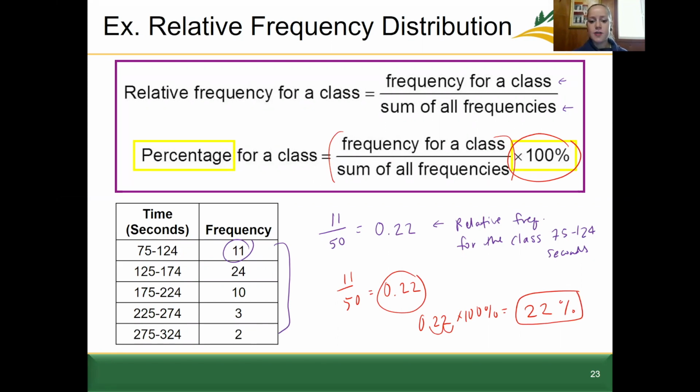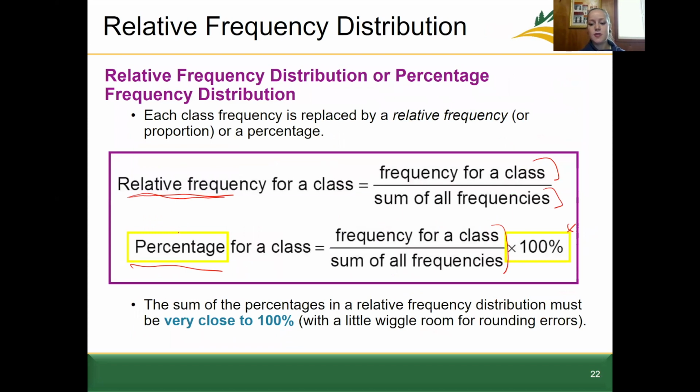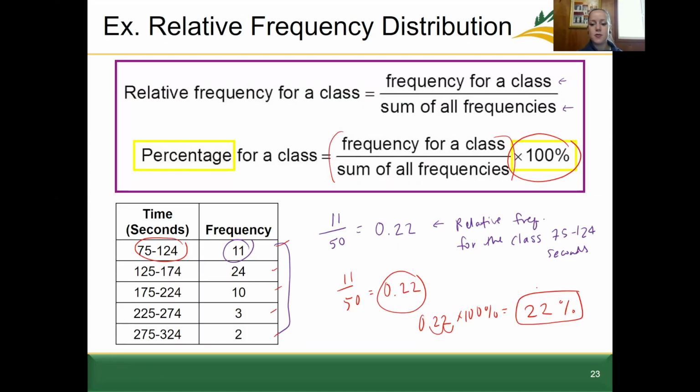So you should practice doing this for our other categories or classes. We just did the class 75 to 124 seconds. You can repeat this for each of the classes that are in this table. And remember one really important part, if you do that, then you should get a number very close to 100% once you add up all of these individual percentages for each class or category.